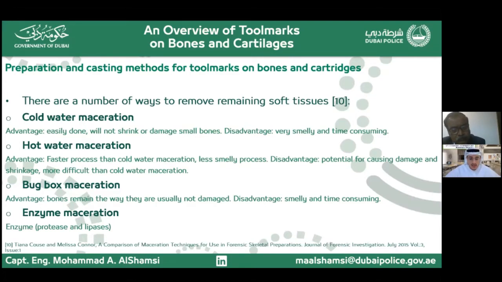Bug box maceration, also called bug infestation. This is where you have bugs, beetles, eat the soft tissues off the bones. This is beneficial when you have a complex shape, such as an entire skull. The disadvantage is it's very smelly and time consuming, and as you can imagine, you need to have a bug farm at your lab, which might be hard. And enzyme maceration, you allow the enzymes to do the deterioration for you.